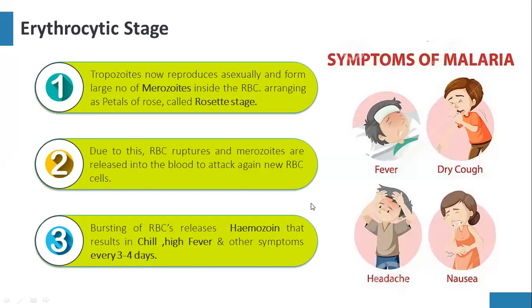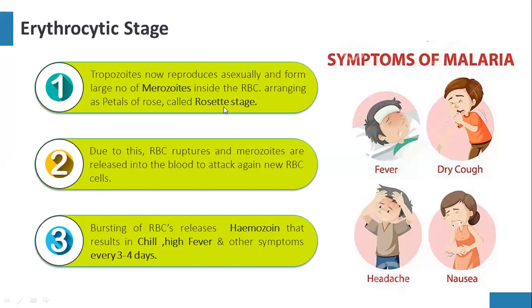Each cryptozoite will attack an RBC, and now they start feeding on the hemoglobin. They break the heme and globin, they feed on the globin, and heme crystals are left as red dots called hemozoin, Schüffner's dots. As this feeding stage is there, we call it a trophozoite. The trophozoite now understands it is a favorable climate. It goes on dividing by the asexual method of reproduction and now will convert into merozoites.